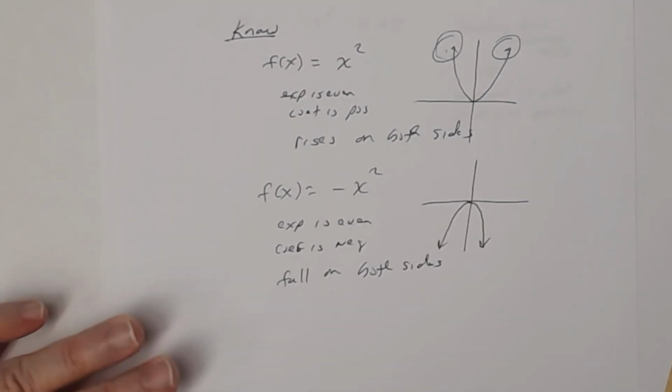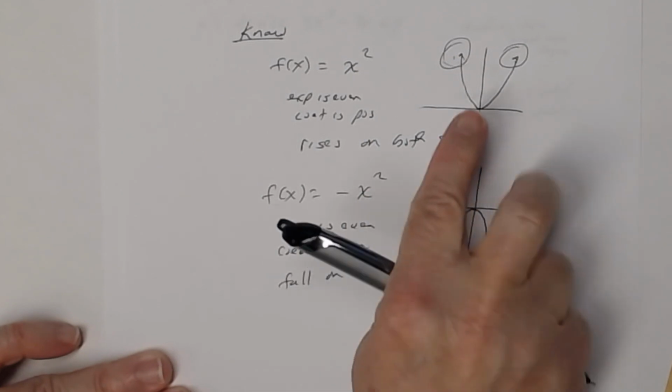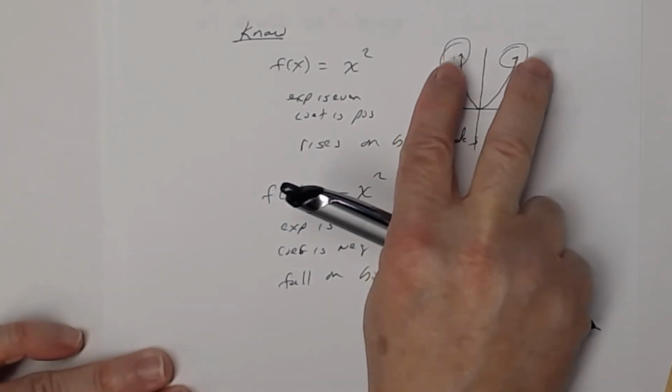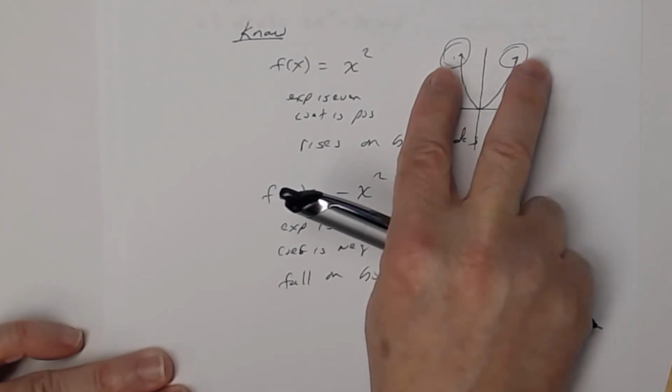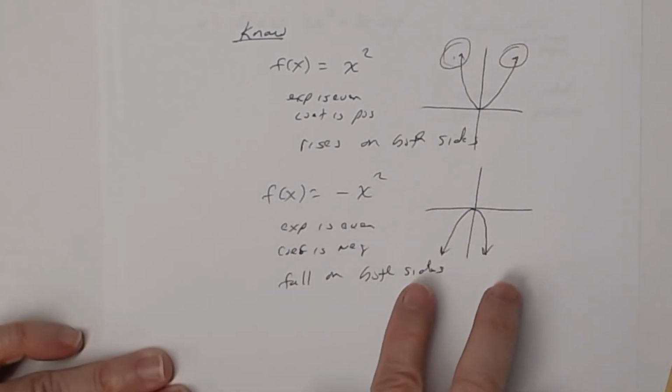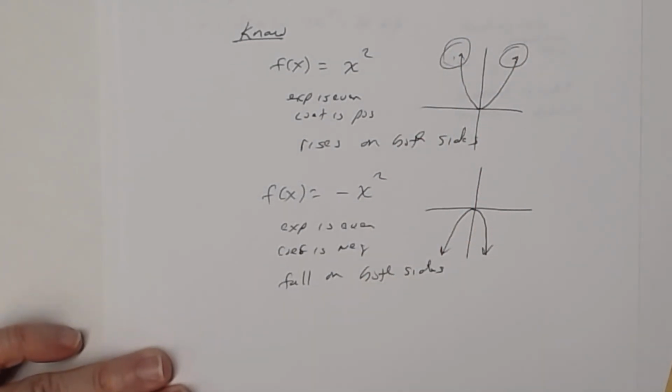All right, so when the degree is even, it's easy. When the degree is even, they go in the same direction. The end behavior is in the same direction. If the coefficient is positive, they both go up. If the coefficient is negative, they both go down.